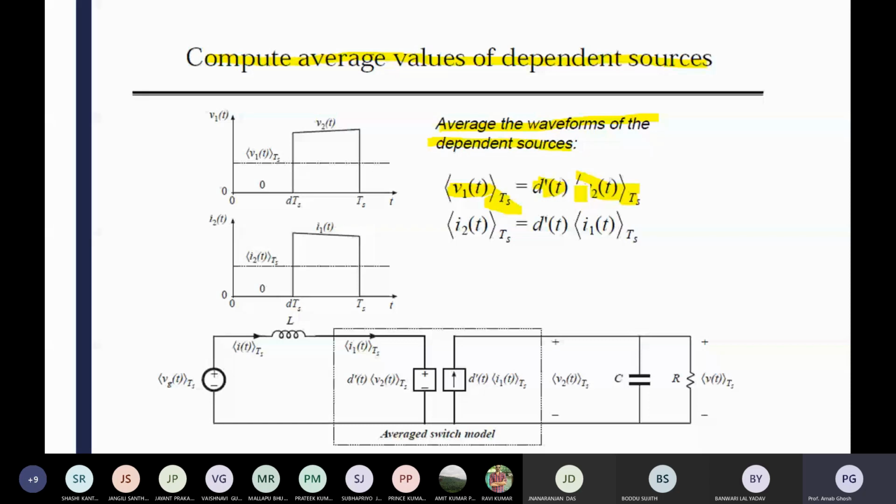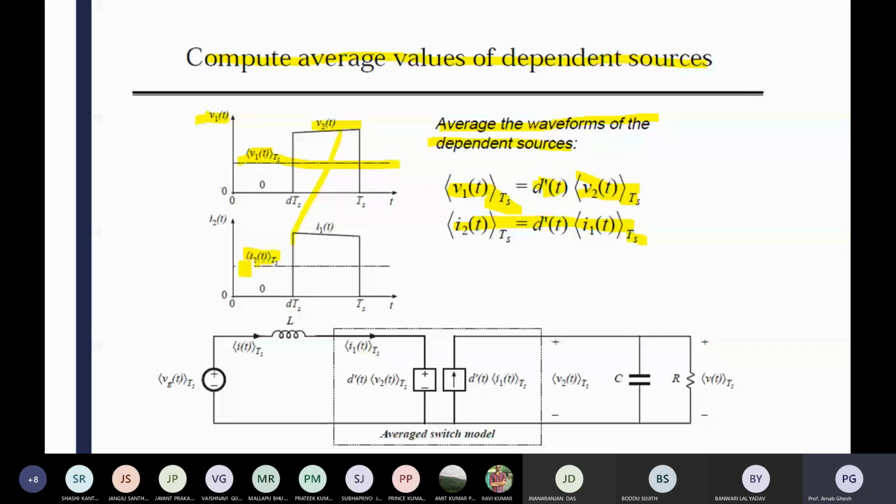Similarly, in current it will be reversed. In a transformer, voltage and current follow V1 by V2 equal to N1 by N2 equal to I2 by I1. The same thing happens here. The average of V1(t) equals d'(t) times the average of V2(t), and the average of I2(t) equals d'(t) times the average of I1(t). So you get these formulas: the average value of V1 in terms of V2, and likewise for I2 and I1.